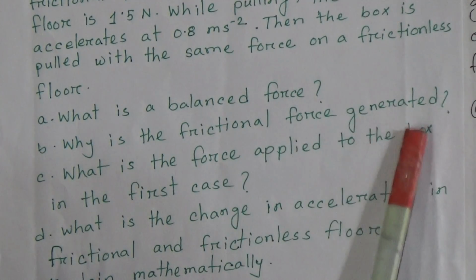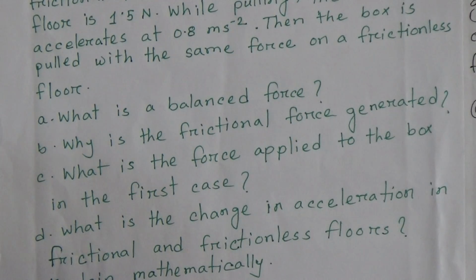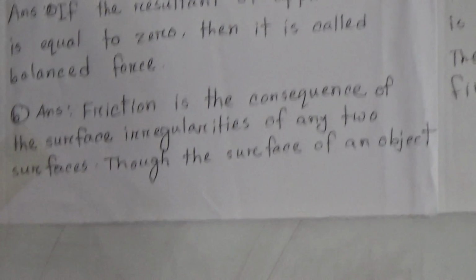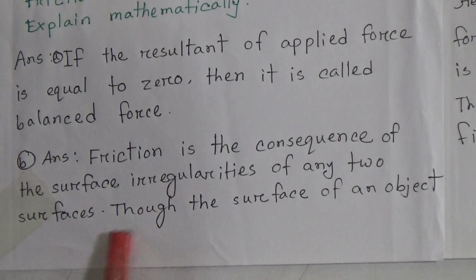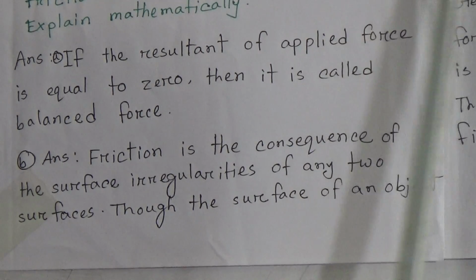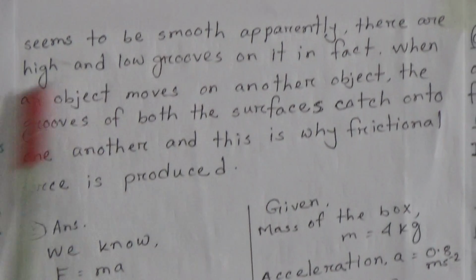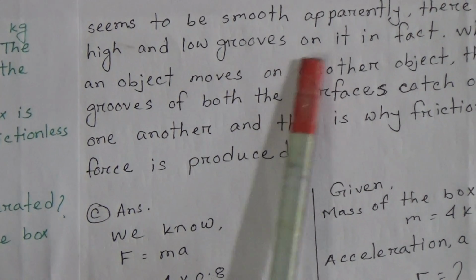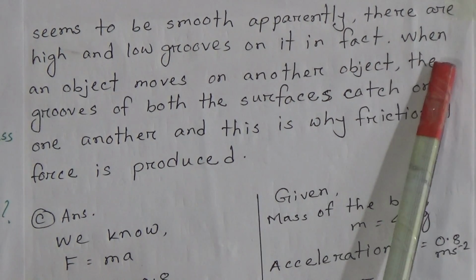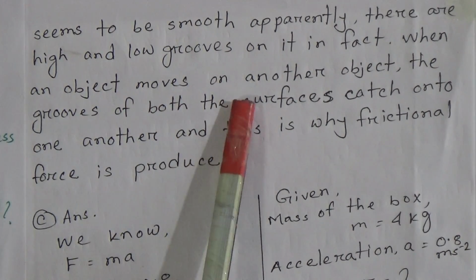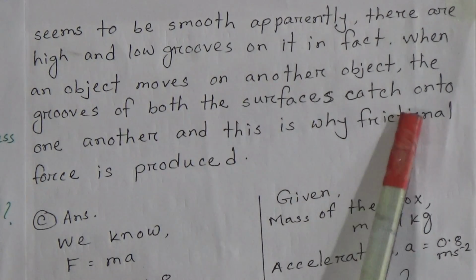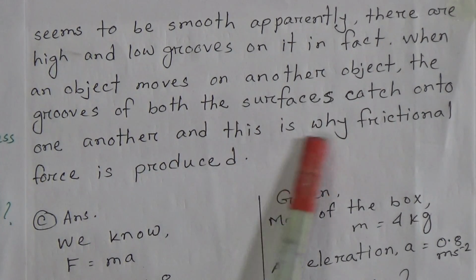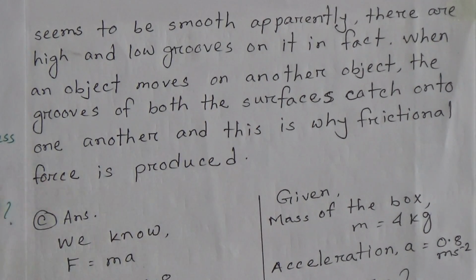Now come to question number B. Why is the frictional force generated? Answer: friction is the consequence of the surface irregularities of any two surfaces. Though the surface of an object seems to be smooth, apparently there are high and low grooves on it. In fact, when an object moves on another object, the grooves of both the surfaces catch onto one another, and this is why frictional force is produced.